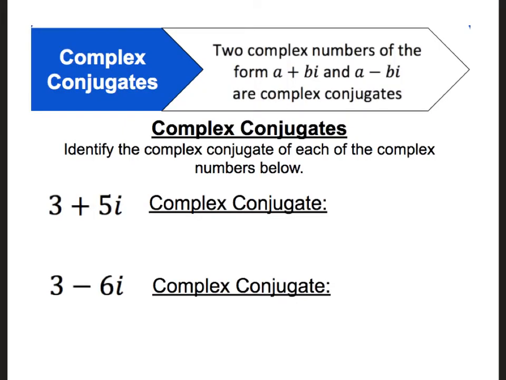So for my first example, we have 3 plus 5i. Remember, we need to change the sign on b. Well, my b value is plus 5, so my complex conjugate is going to be 3 minus 5i.